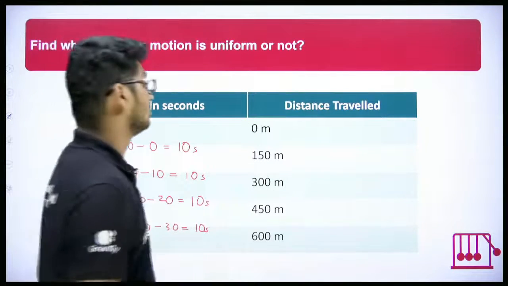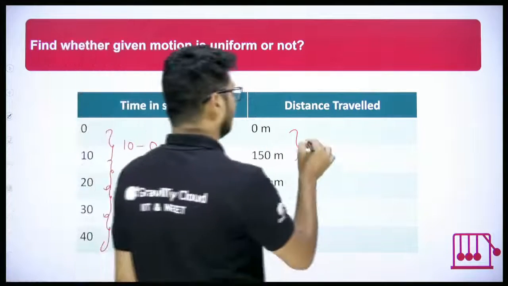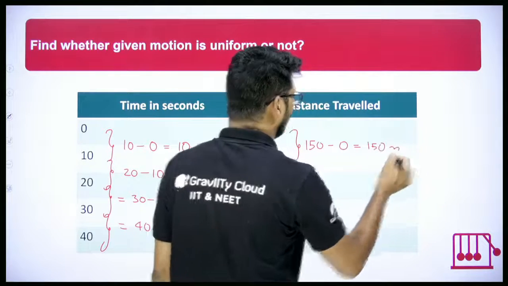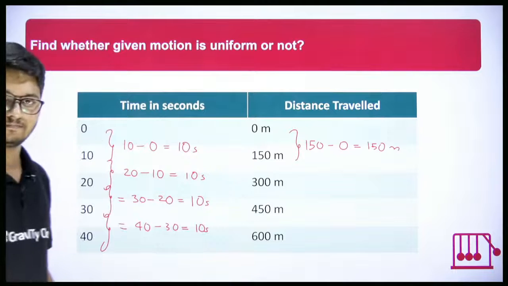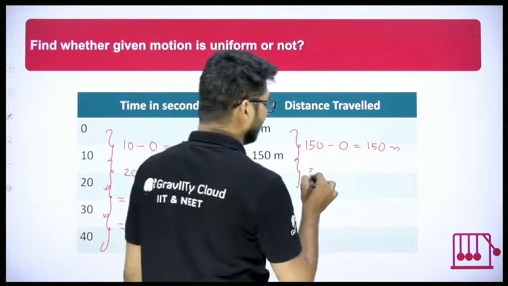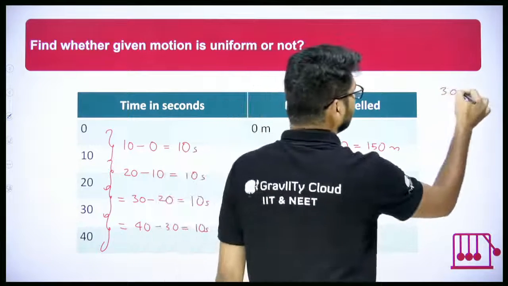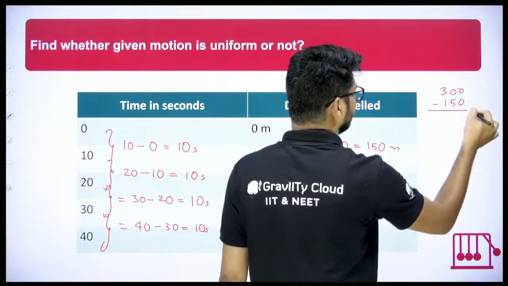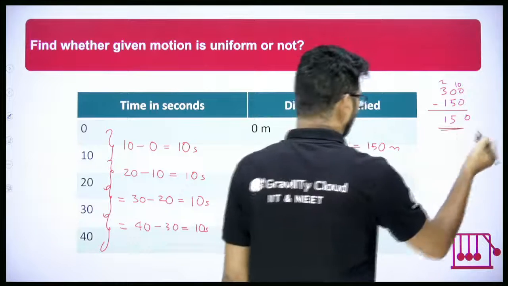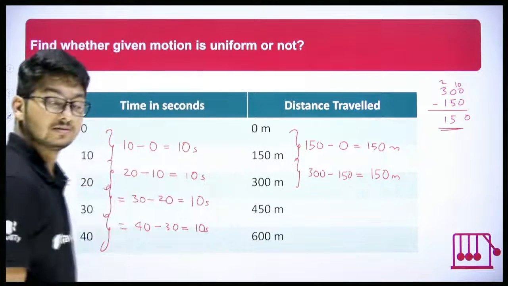So here, for the first case, 0 to 150, that means the distance traveled is 150 minus 0, 150 meters. Then here, 150 to 300, so it is 300 minus 150. How much is that? 300 minus 150. 0 minus 0 is 0, 10 minus 5 is 5, 2 minus 1 is 1, 150.